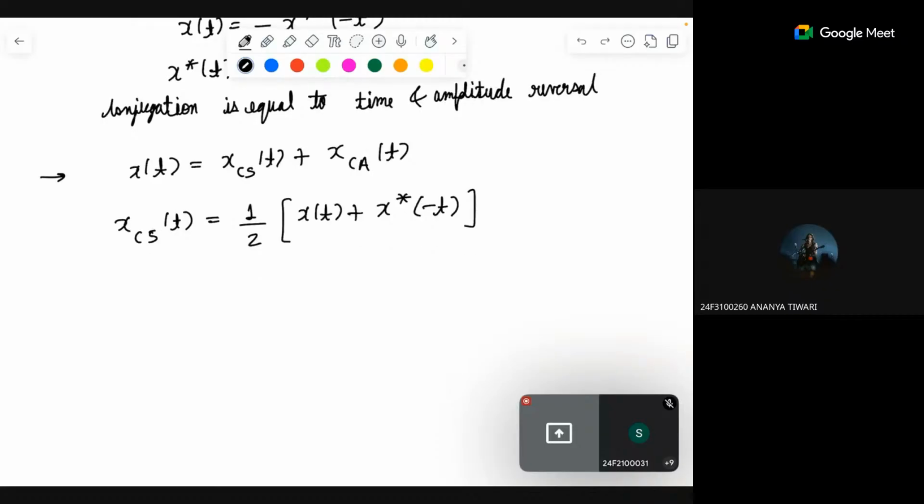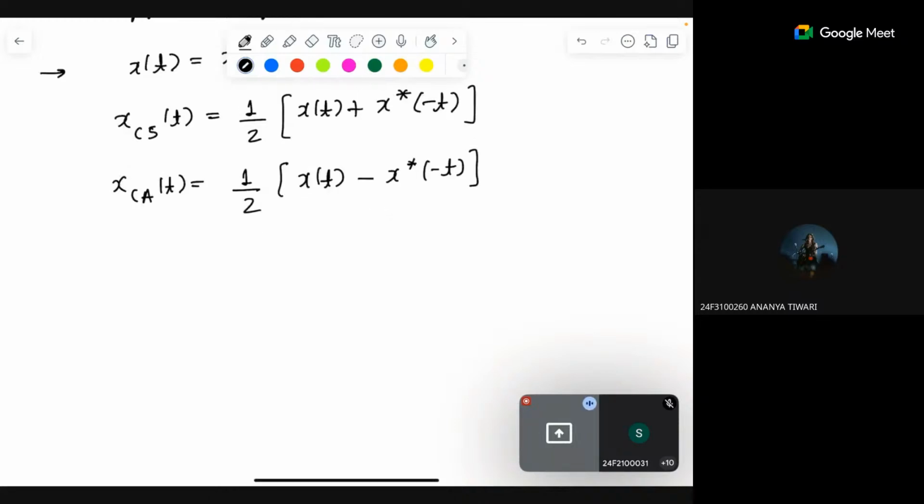Now let us write the conjugate asymmetric part, which you can relate with the odd signals. It is almost similar except that there is this conjugation. So the conjugate asymmetric signal of t is half of x of t minus x star of minus t.